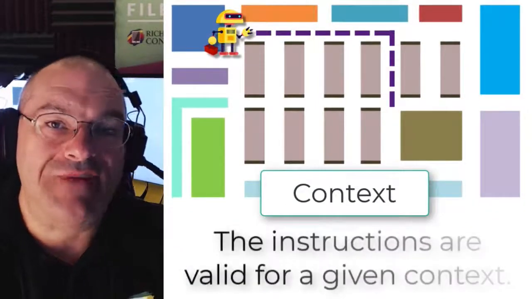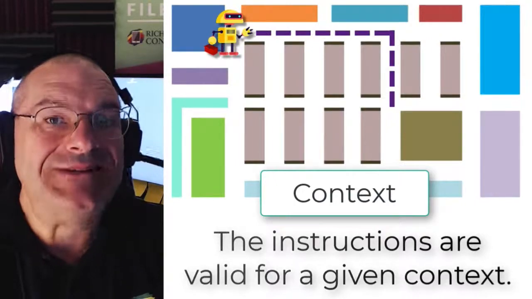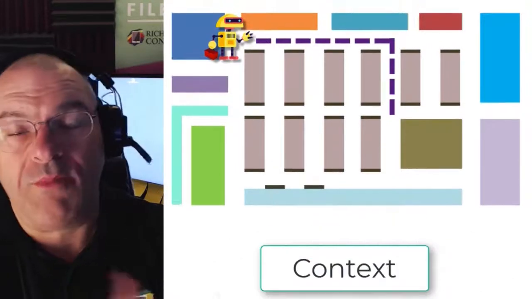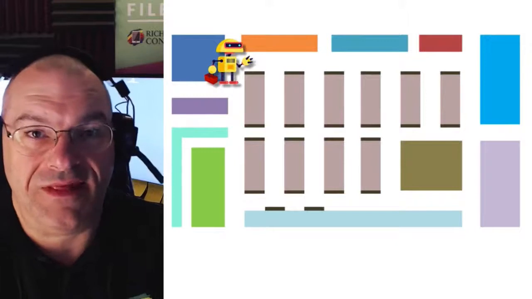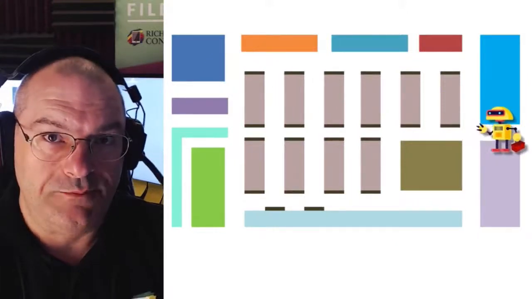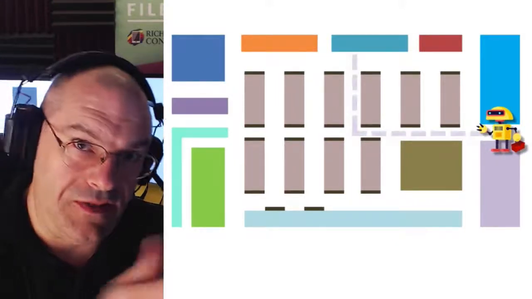The instructions are valid for a given context, right? And so in the robot case, you might tell the robot before it does anything else, come to the front of the store and reset, and then start from there and then move forward.